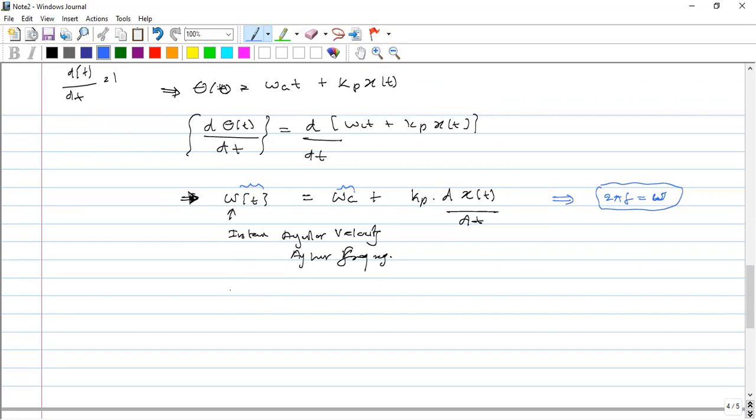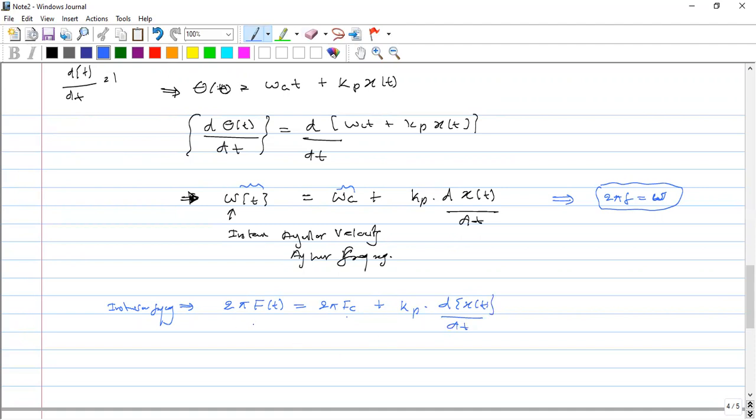So here, this omega t we can write as 2πf t. So this is the instantaneous frequency. Okay, so f t is the instantaneous frequency, and it is equal to this omega c, which is 2πfc, where fc is the carrier signal frequency, plus kp times dx(t)/dt, like this.